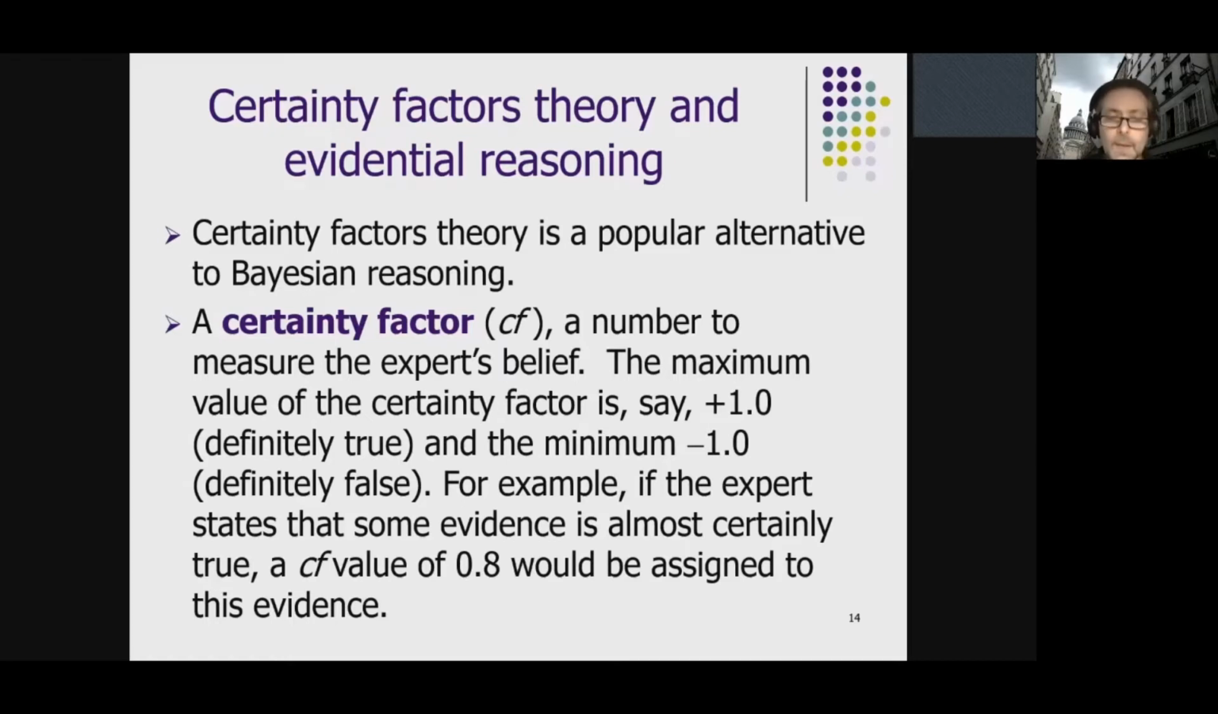Okay, so if an expert believes that something is certainly true, a value of 0.8 could be assigned to this evidence, and that value is very strong. It represents that this person, or if it's not a person, the decision of a particular component of our AI system. It means that this component, this classifier, is pretty certain that the decision it produced is correct.